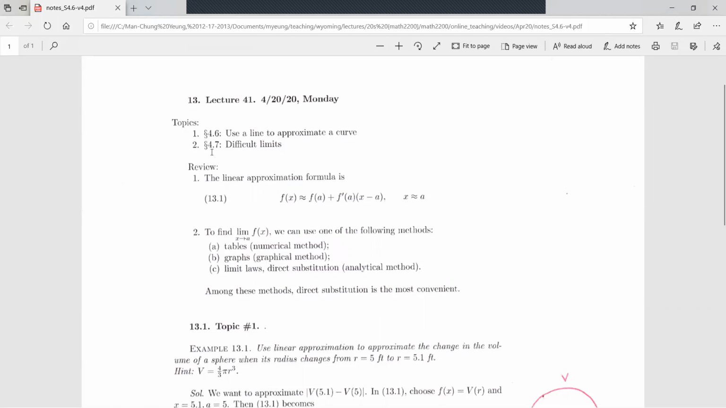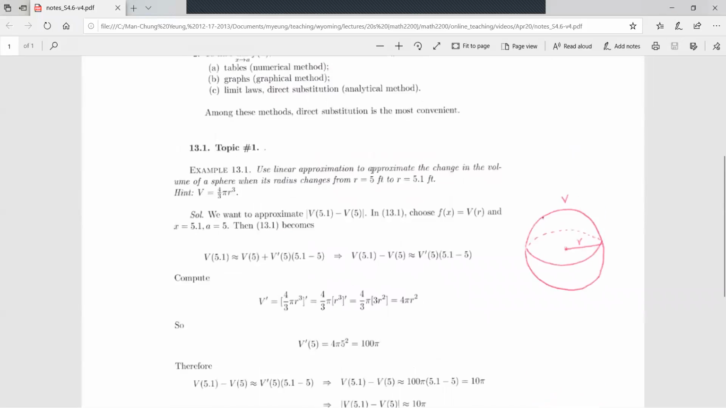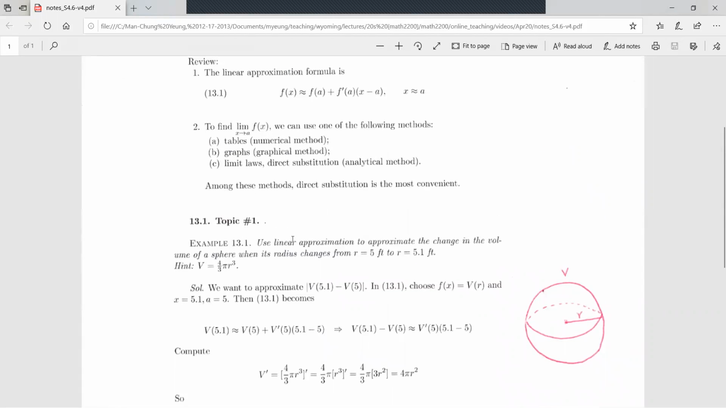Okay, now topic 1, use linear approximation. Two more examples. Example 1, use the formula of linear approximation to approximate the change in the volume of a sphere when its radius changes from 5 to 5.1. And here we are given the volume formula of a sphere.